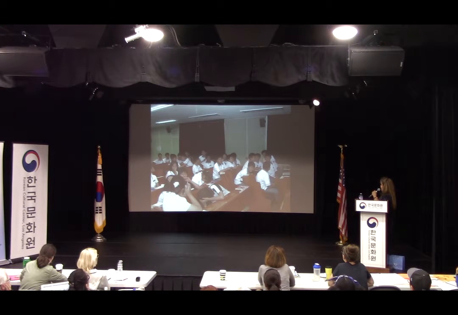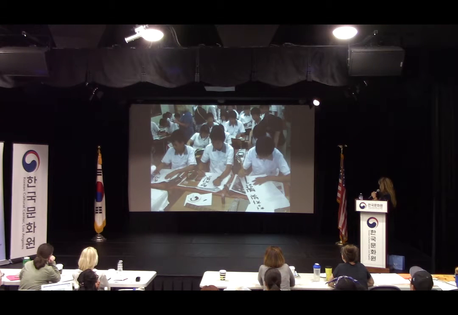And this is a music class. All the boys sit on one side and the girls sit on the other side, even though they're looking at each other. And that's another enrichment class, a calligraphy class. There are some activities where it's all boys, single gender, but when it's co-ed, they still separate themselves.